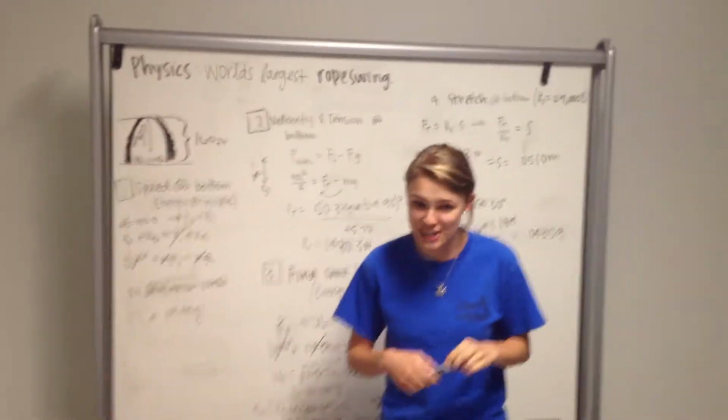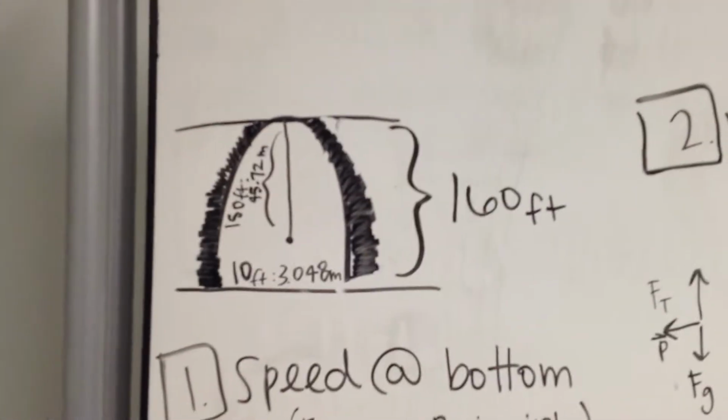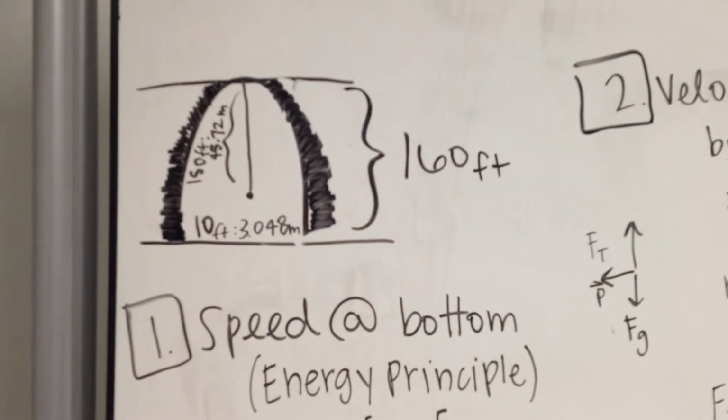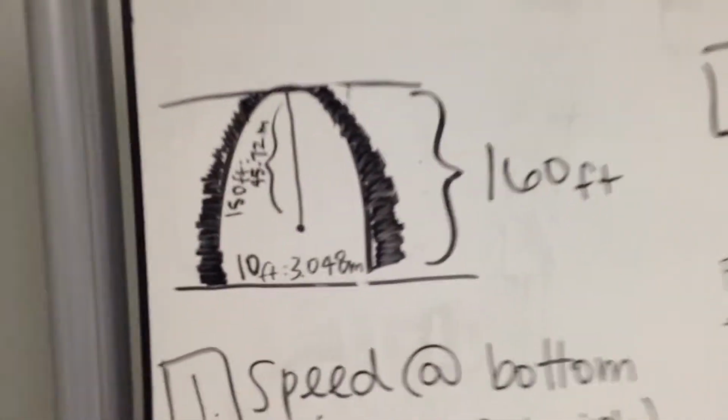Alright, my name is Camilla Dartnell, and this is the physics calculated for the world's largest rope swing. So the first thing that we needed to do is draw a picture, and on this picture I've labeled all of the heights that were given to us in the world's largest rope swing behind the scenes. And I've calculated my heights into meters, and we're going to use these later for the heights within this physics.